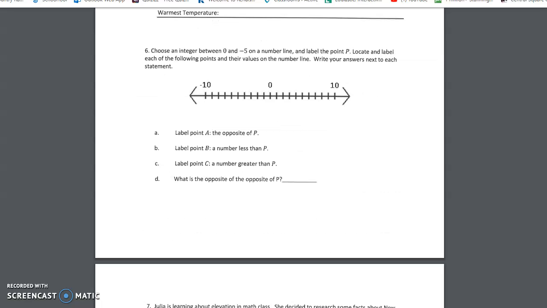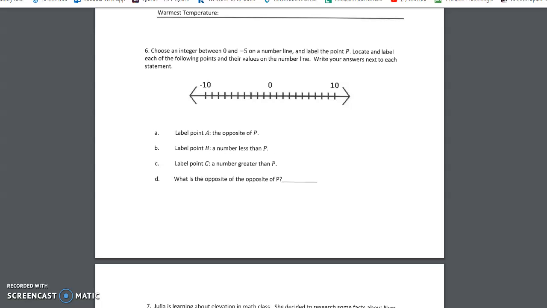Question 6. Choose an integer between 0 and negative 5 on a number line, and label the point P. Locate and label each of the following points and their values on the number line. Write your answers next to each statement.